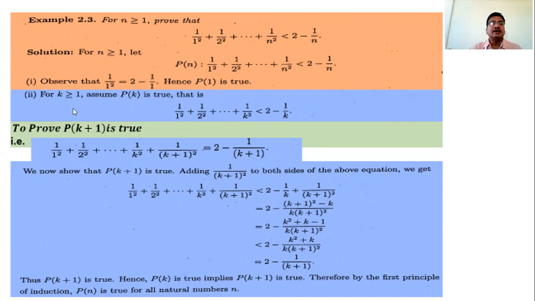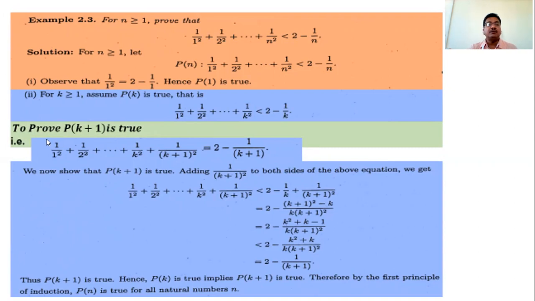Now, in the second step of mathematical induction, we assume that Pk is true. That is, substitute n is equal to k in this statement. What do we have? 1 by 1 square plus 1 by 2 square plus dash dash dash 1 by k square is less than or equal to 2 minus 1 by k. So this is our assumption. It's called the induction hypothesis.